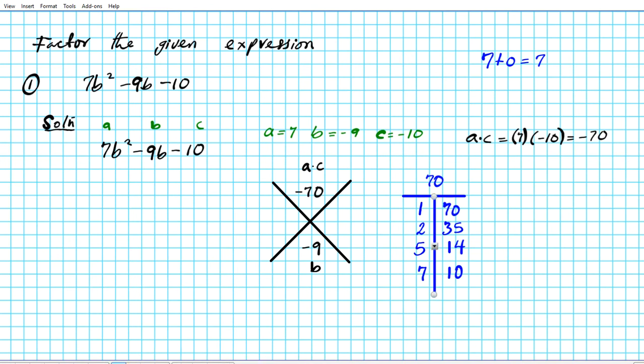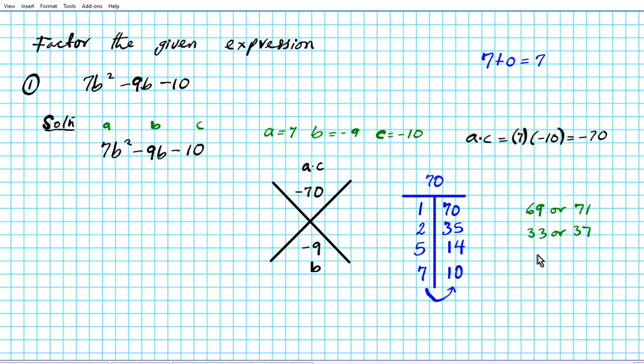We have all the pairs of integers that multiply to give us 70. Now the question is, which pair add or subtract to give us our target number of 9? Forget about the sign for now, we just focus on the number. If you take a look at 1 and 70, if you subtract them, you get 69. If you add them, you get 71. 2 and 35, if you subtract, you get 33. If you add, you get 37.